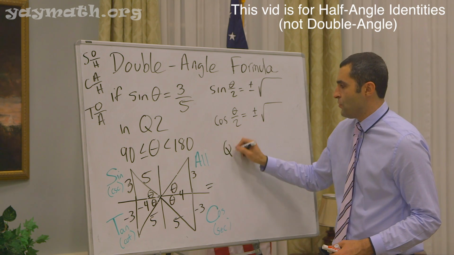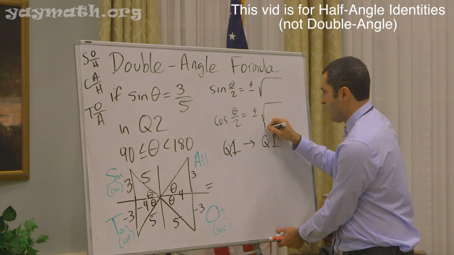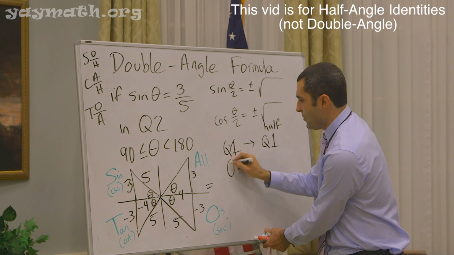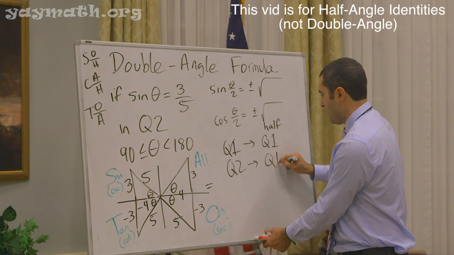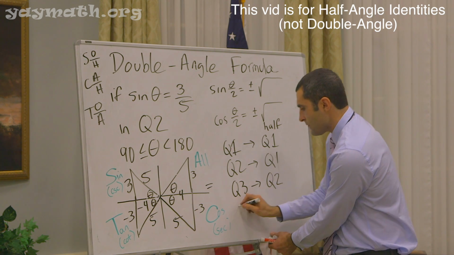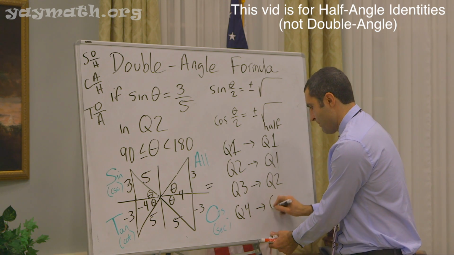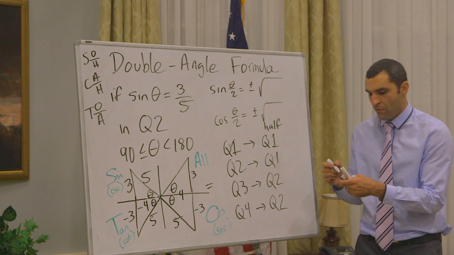So basically, Q1 goes to Q1 for half. Q2 ends up in Q1. Q3 goes to Q2, always. And Q4 goes to Q2. That's high level stuff. That's how you know whether it's plus or minus.